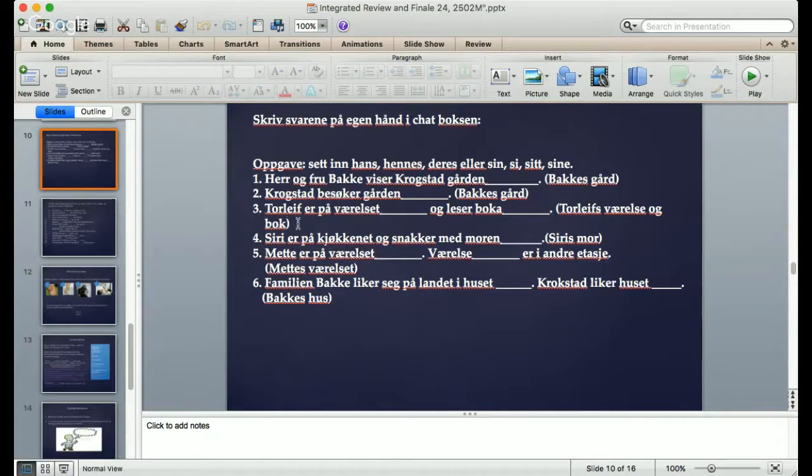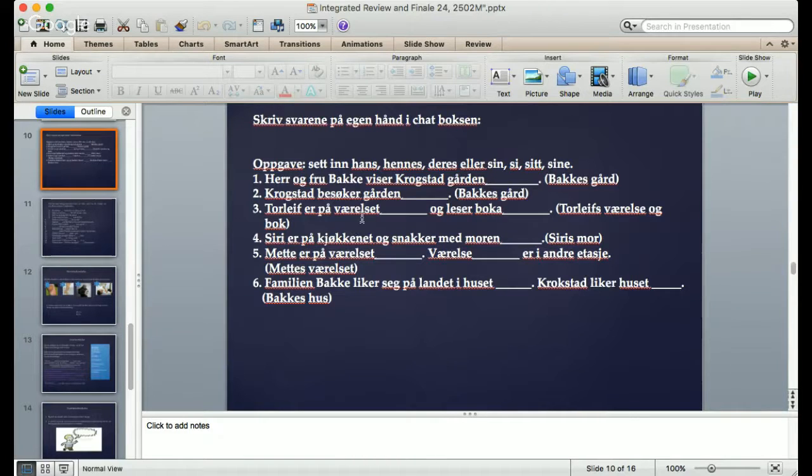Okay, number tre. Torlev på værelse og leser boka. So this is Torlev's room. He is in his room and he's reading his book. Torlev is a person who owns both the room and the book, and the room and the book are the objects here. So there you can use sin, si, sitt, sine, because it's the object. He's the one owning it, so I would want to use one of those.